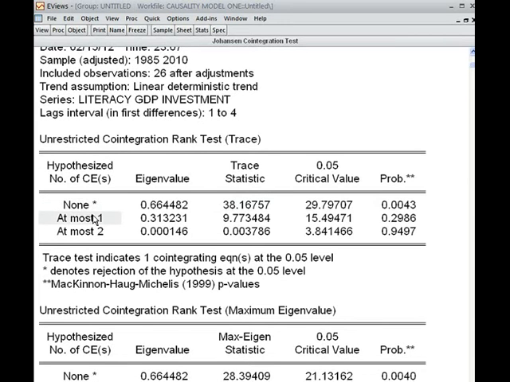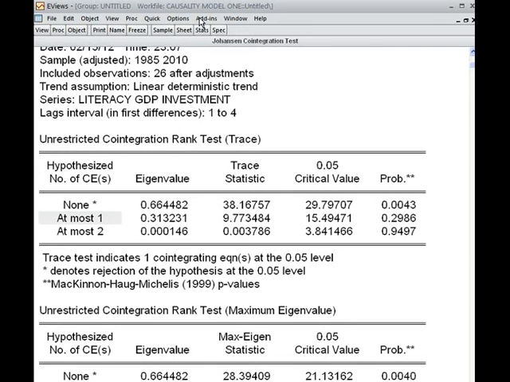Okay, then what about this null hypothesis? At most one cointegrated equation. Can I reject this one? No. Why? The p-value is 29.86%, which is more than 5%. So we cannot reject our null hypothesis. And what is the null hypothesis? The null hypothesis is there is at most one cointegrated equation.